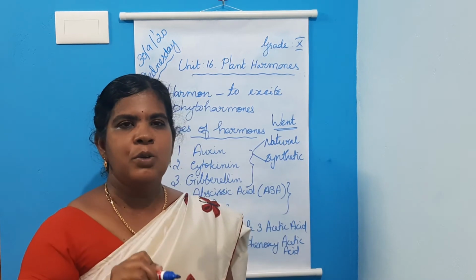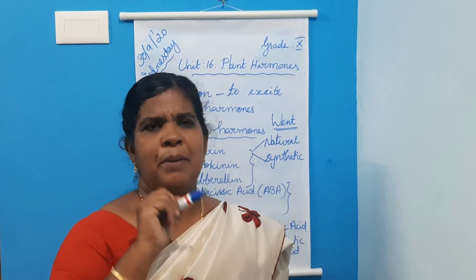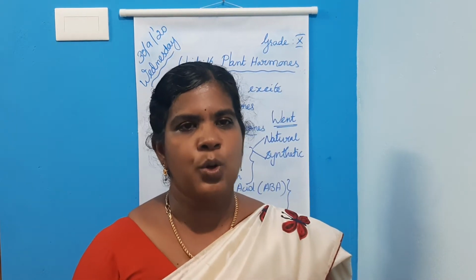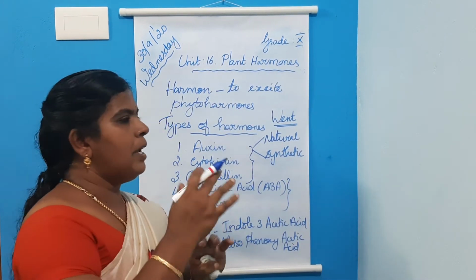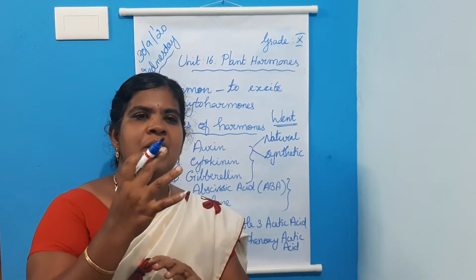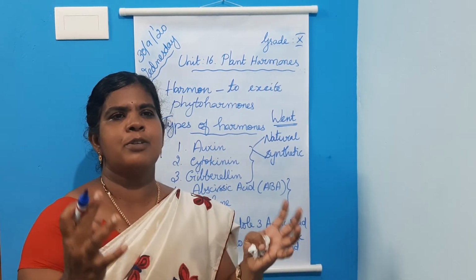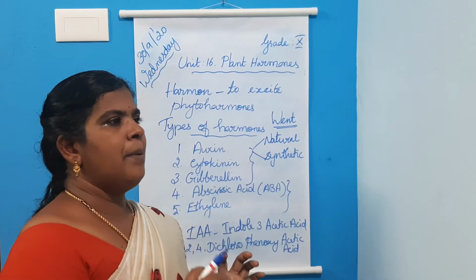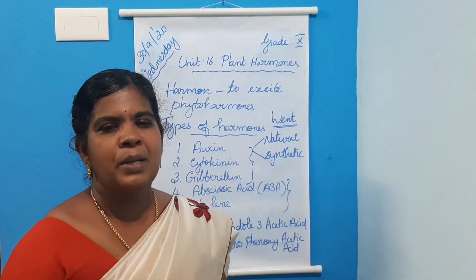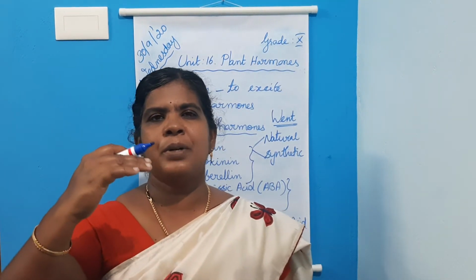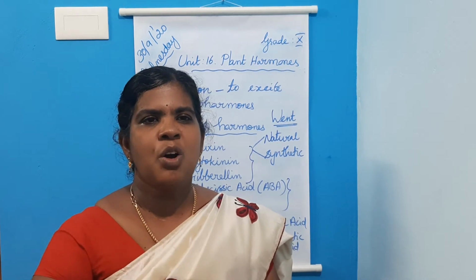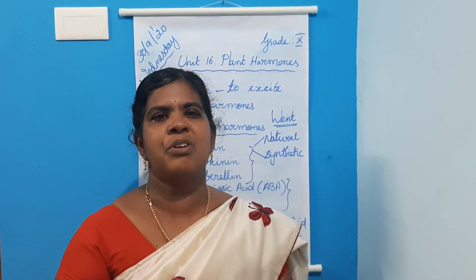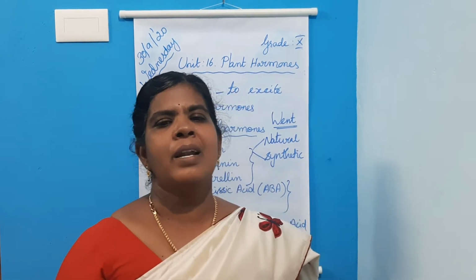So auxin produced by the apical bud suppresses the growth of lateral bud. This is called apical dominance. Apical dominance in the sense that the apical bud is dominating there. What is called apical dominance? The auxin produced by the apical bud stops, arrests or suppresses the growth of lateral bud. That is called apical dominance.